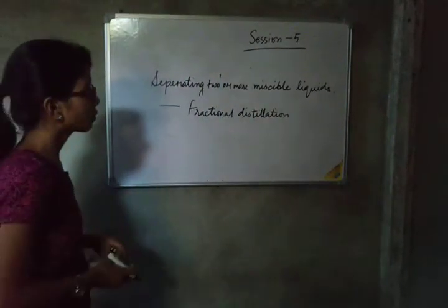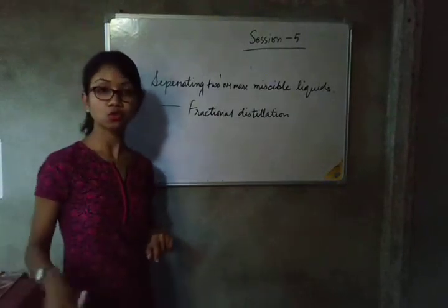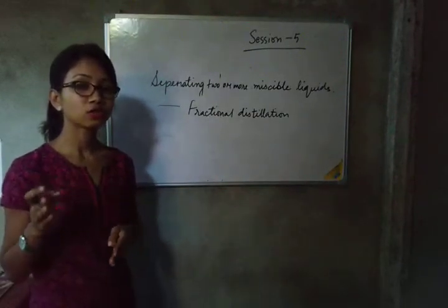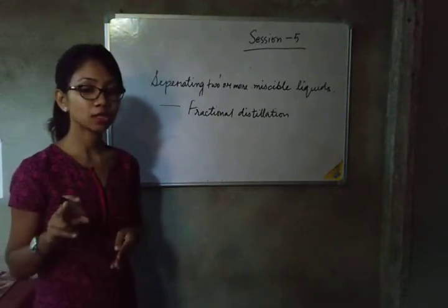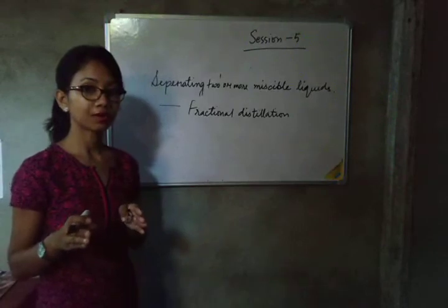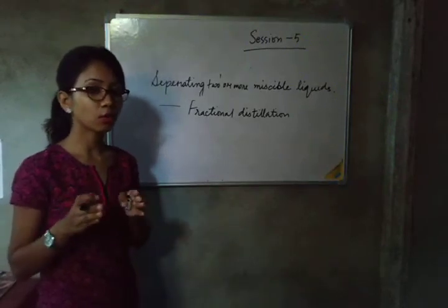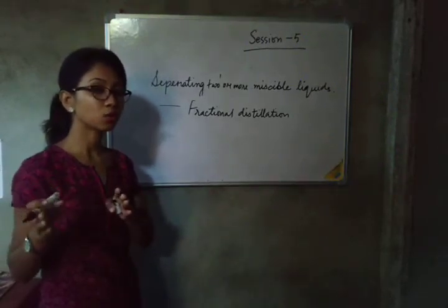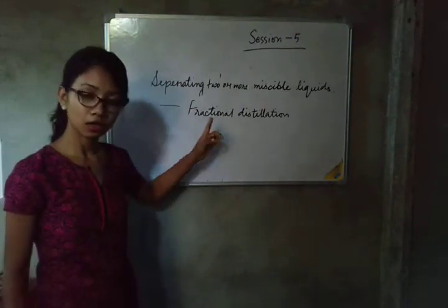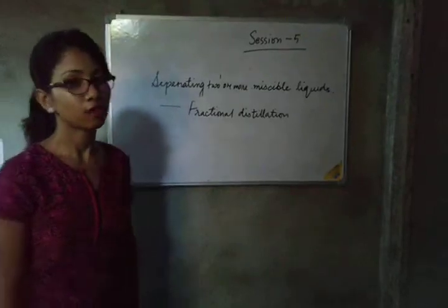What happens in the fractional distillation process? It is used for separating liquids which have a difference in boiling point of 25 degrees centigrade or 25 Kelvin. That is, the boiling point differs by 25 degrees centigrade from one liquid to another. That type of miscible liquids can be separated by fractional distillation.